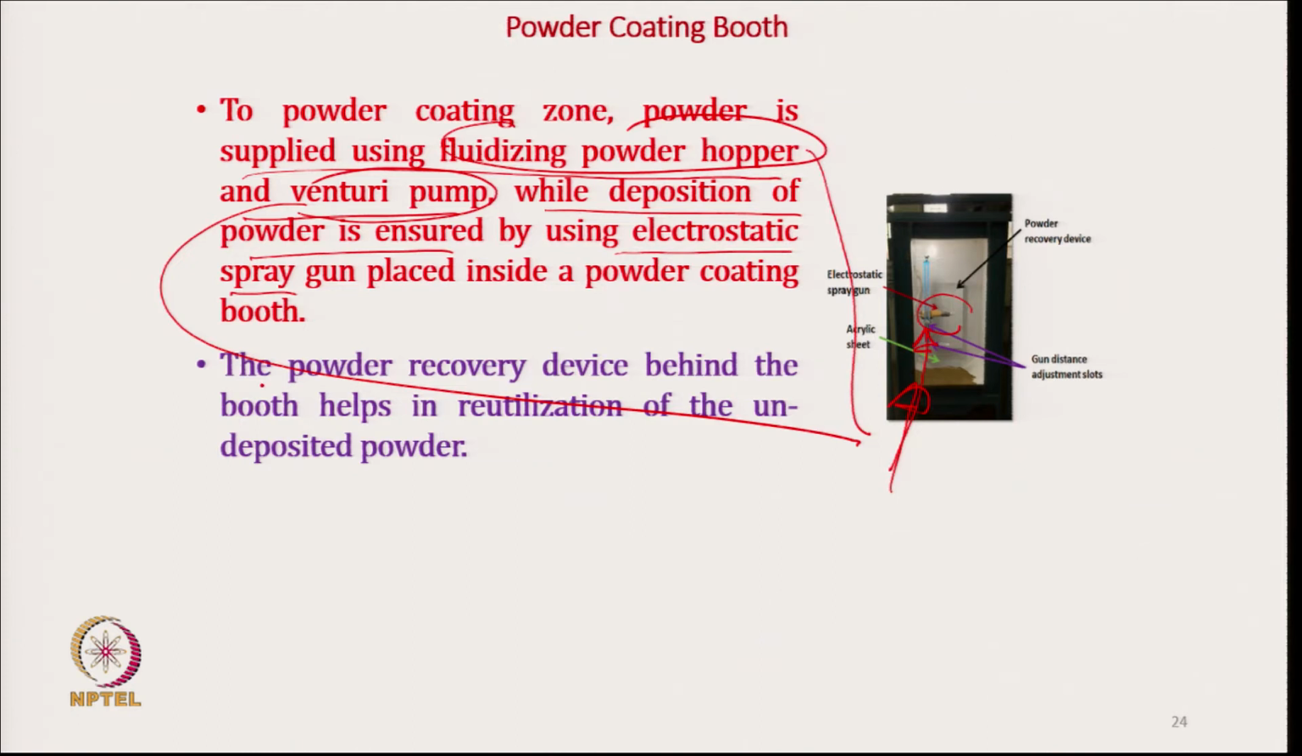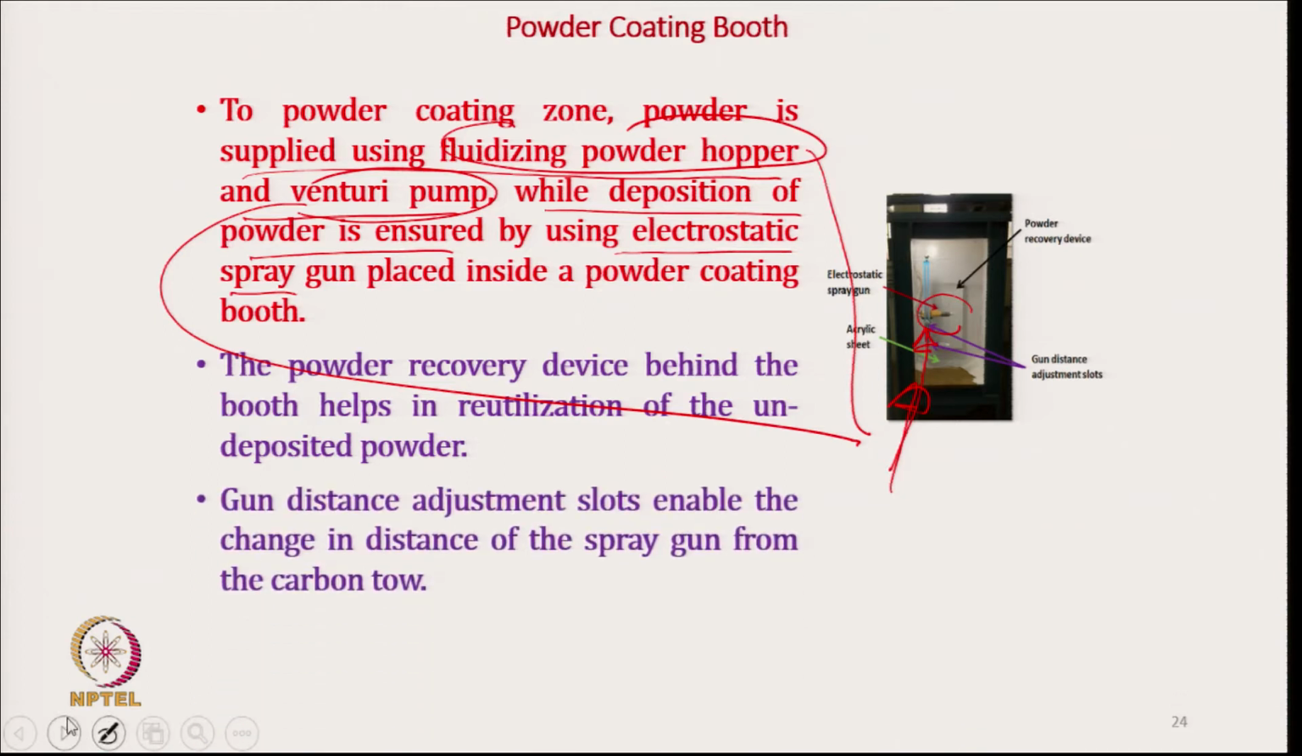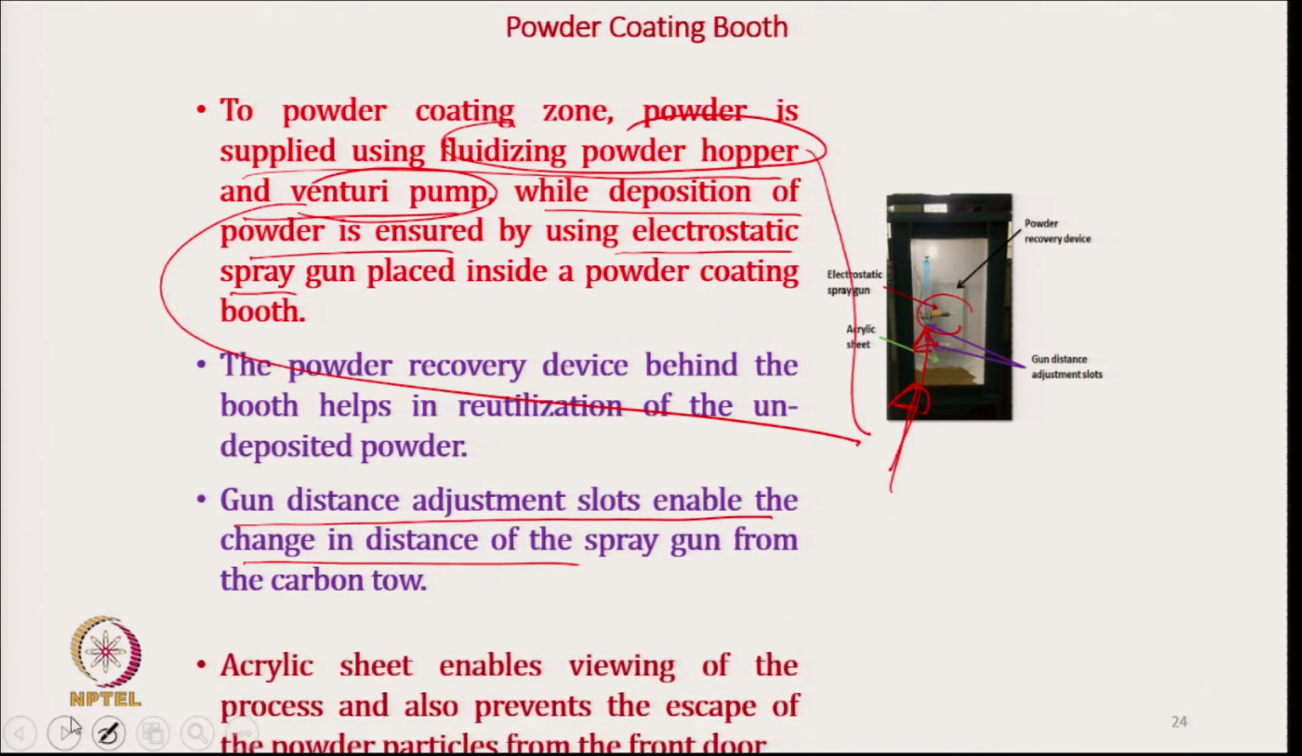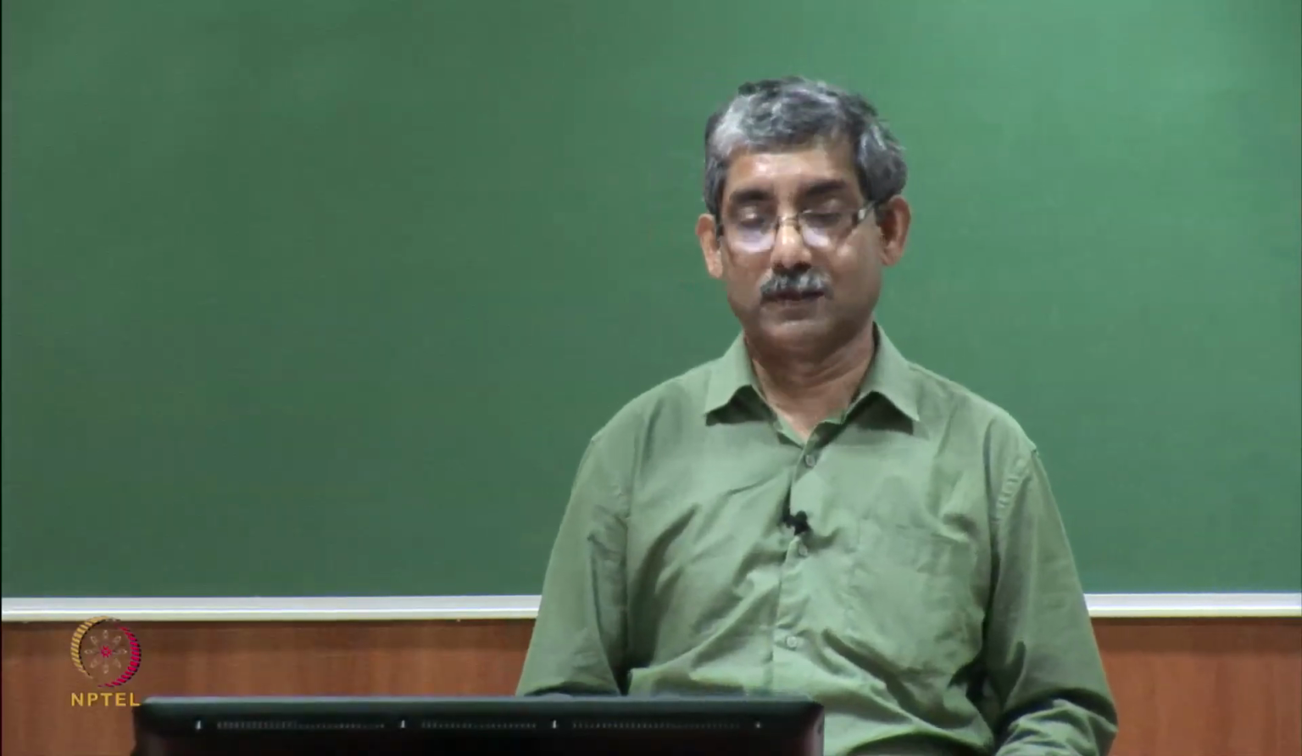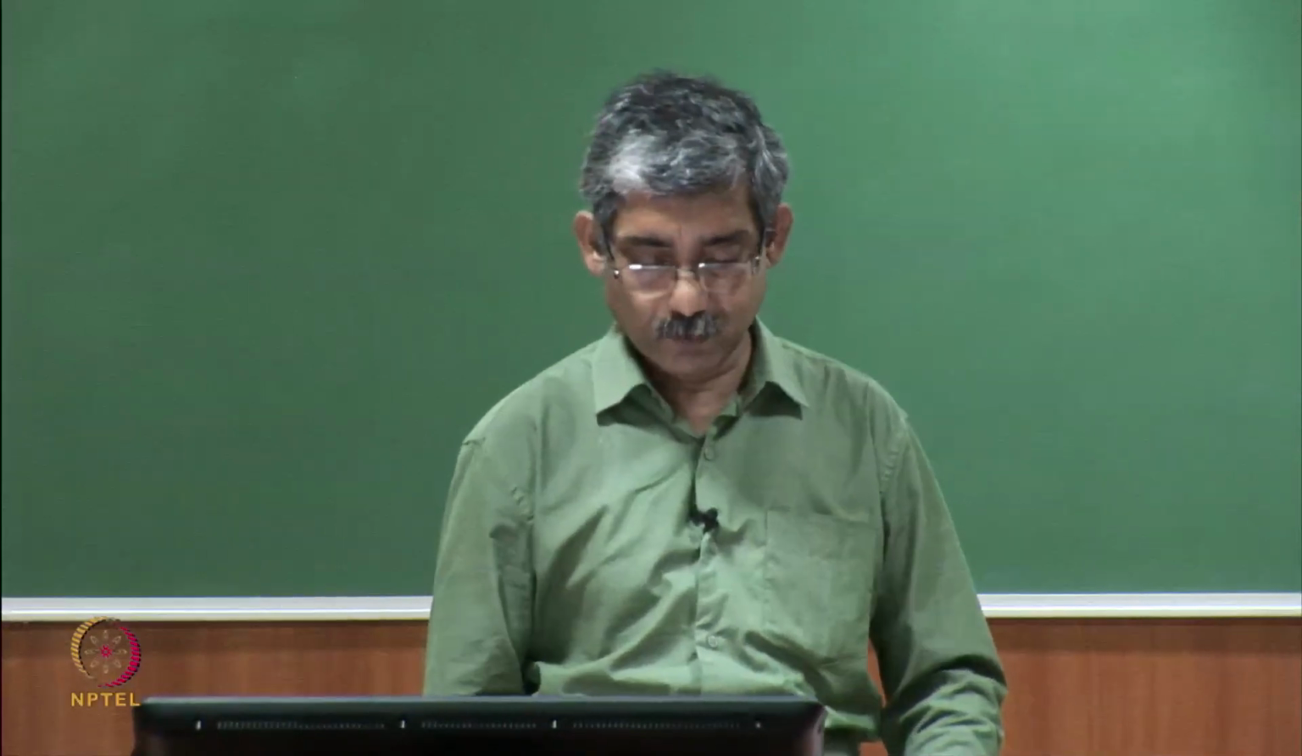The powder recovery system we have discussed. This gun distance adjustment slot enables us to change the distance. There is a significant effect of the distance of the gun from the toe preg on the powder coating performance. This study we will discuss in the next class. The acrylic sheet enables proper viewing.